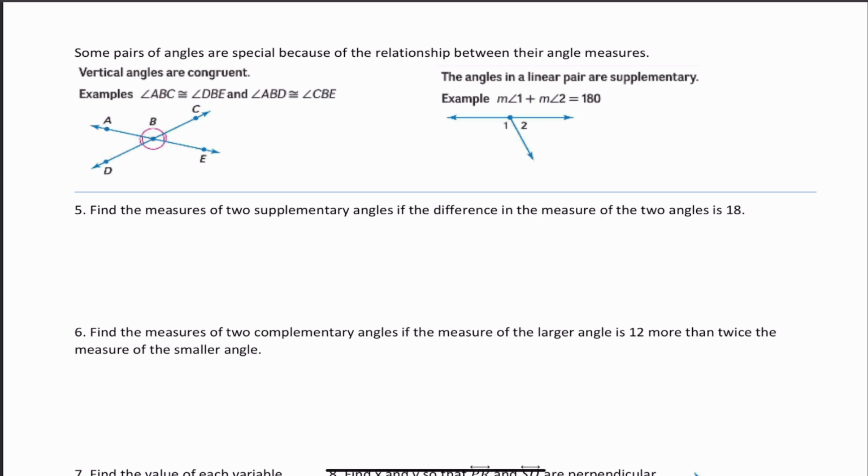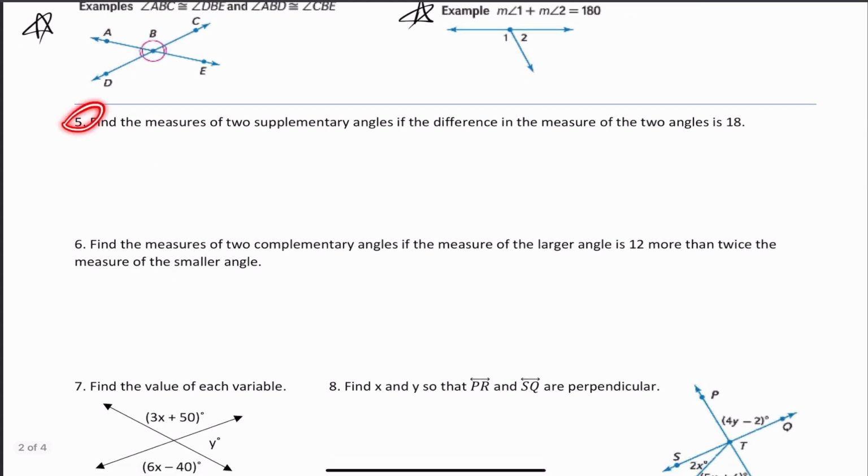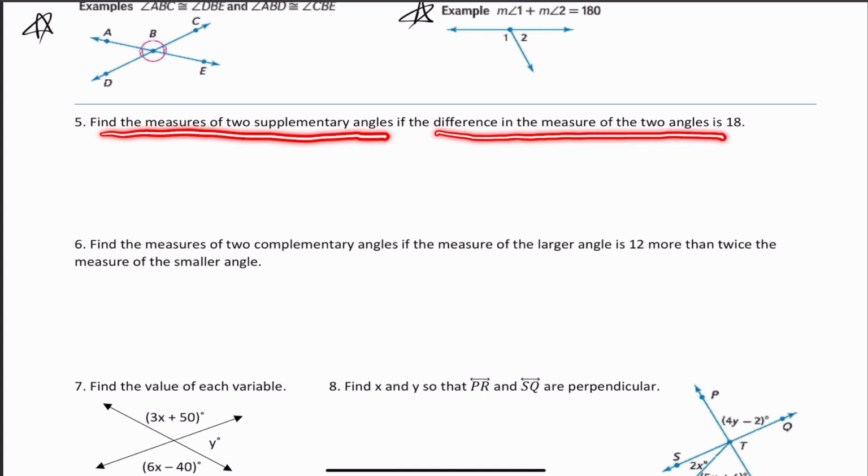Now, the angles in a linear pair are supplementary. Now, remember, when we're talking about supplementary, that's just going to be two angles that add up to 180 degrees. And we can see that this is a linear pair because, one, a line is 180 degrees. And if I add these angles up together, again, measure angle 1 plus measure angle 2 is 180 degrees. So these are two things that you should definitely star when you're doing these problems here. So, number 5, this says that find the measures of two supplementary angles if the difference in the measure of the two angles is 18.